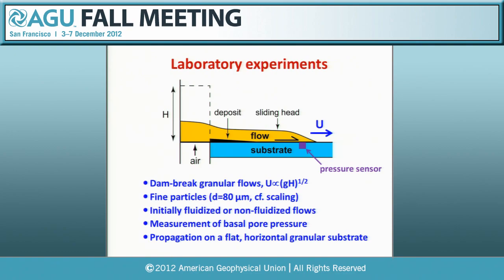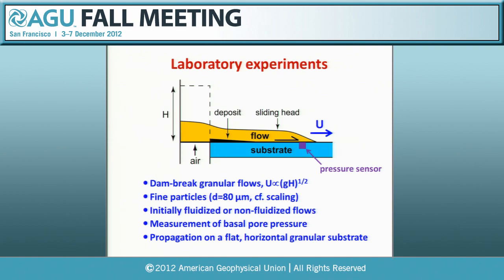In this configuration, the front velocity U depends on H, the height of the initial column that is released by means of a sliding gate. We use fine glass beads for the flows, with a diameter of 80 microns, for scaling considerations that I'm not going to discuss today. We did experiments on initially fluidized flows by injecting a flux of air vertically at the base of the granular column. And for comparison, we also did experiments on non-fluidized granular flows.